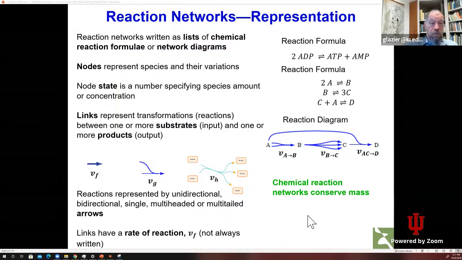hydrogen and oxygen combined to make water. H2O, you need 2 hydrogen for each oxygen. Oxygen comes in units of 2. And so your equation would be 2 H2 plus O2 goes to 2 H2O. That would be the chemical reaction for water.